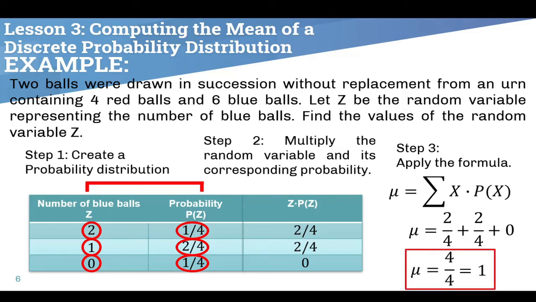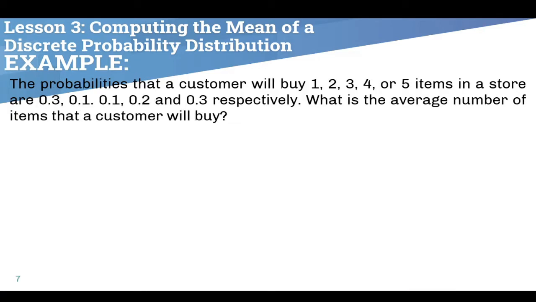So, take note, sa pagkuha ng mean, napakadali lang. Ang mahalaga dito, may probability distribution ka. Then after nun, imumultiply mo lang yung random variable and corresponding probability. Kuha ba? Okay, good. Next.